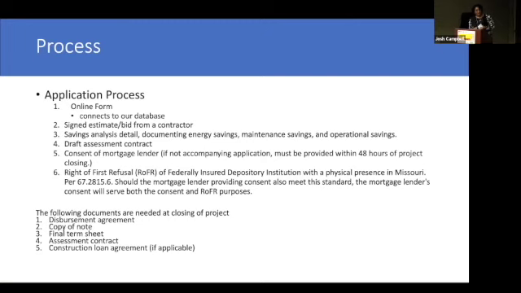And a few things needed at closing is just a disbursement agreement, a copy of the note, final term sheet, the final assessment contract. So that means that final numbers, it's done. You have your schedule attached to it. We need that. And then that construction loan agreement if needed.